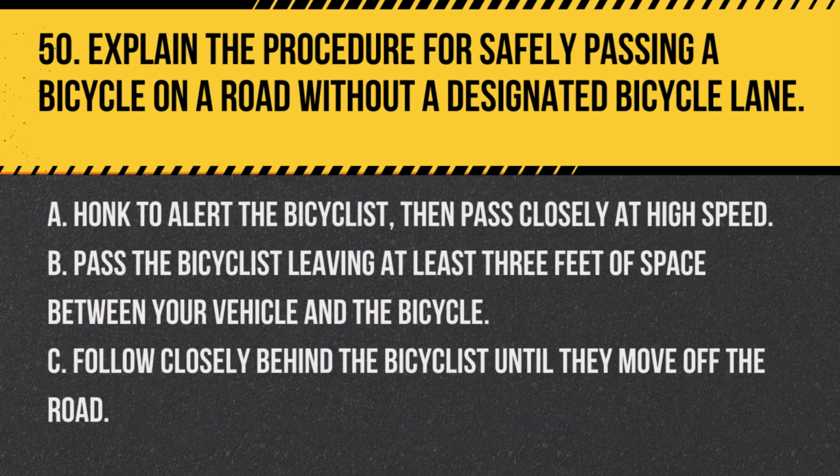Question 50. Explain the procedure for safely passing a bicycle on a road without a designated bicycle lane. A. Honk to alert the bicyclist, then pass closely at high speed. B. Pass the bicyclist, leaving at least 3 feet of space between your vehicle and the bicycle. C. Follow closely behind the bicyclist until they move off the road. Answer: B. Pass the bicyclist, leaving at least 3 feet of space. California law requires at least a 3-foot clearance when passing bicycles.